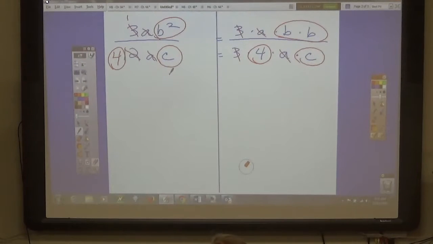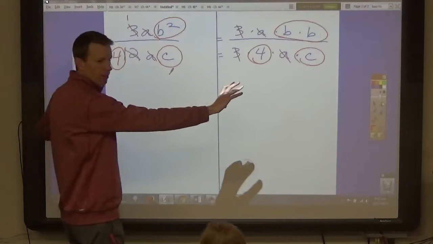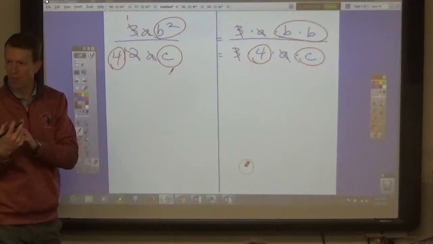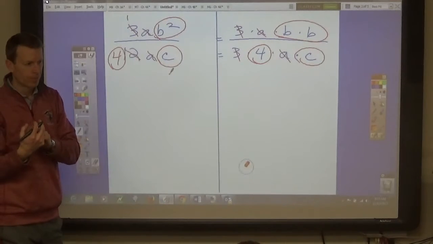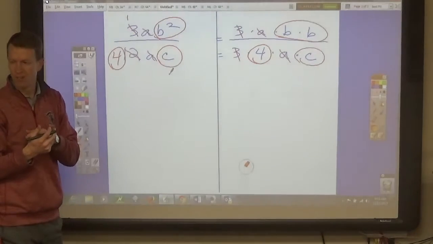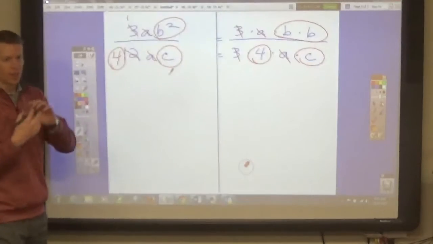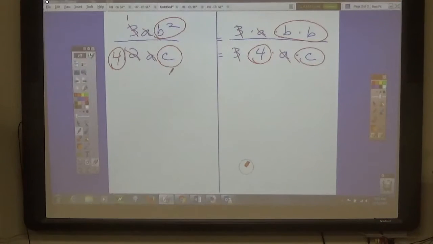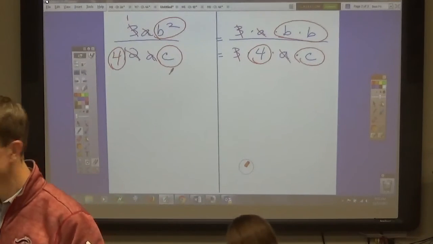So what you have to do is write it out and then look for the common factors and take them out of the fraction. Okay? It's called factoring. Factor out the common factors. Okay? I want you to practice this on page 198 and do 2 to 20 evens again. Okay?